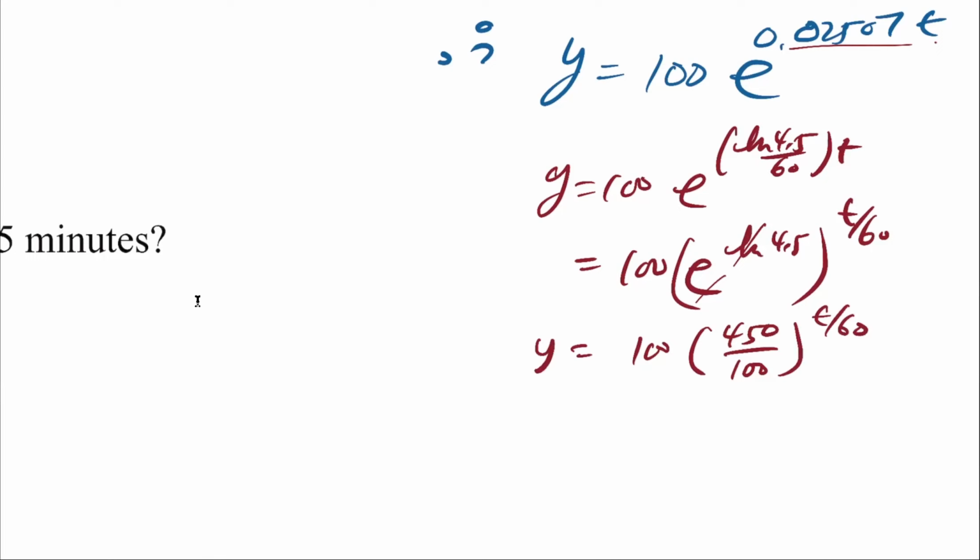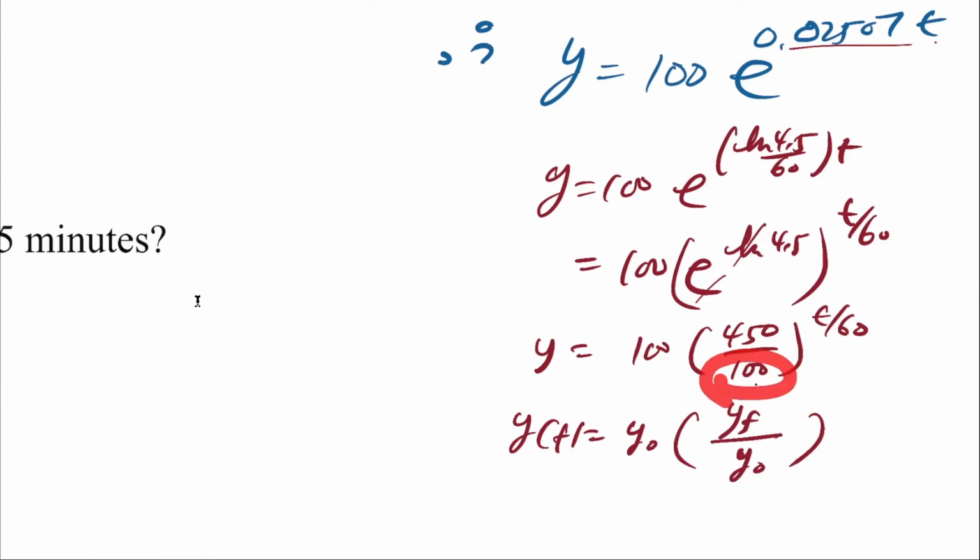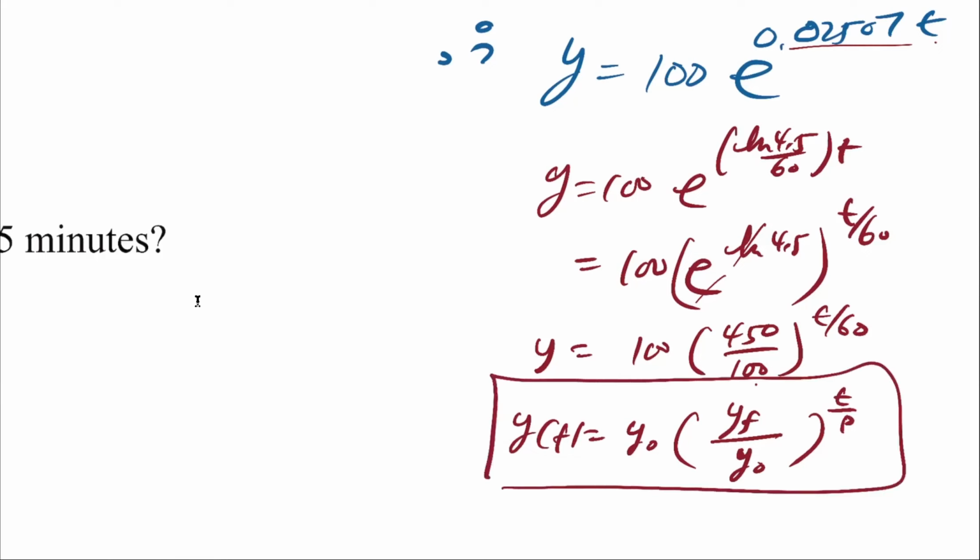So let's break that down. y of t was y naught, and that 100 is the y naught, and that 450 is the y final. So that is the initial size. It became 450 in 60 minutes, so that's the time period. The idea of an exponential function is that you have the same ratio that you multiply over and over again over the time period p.